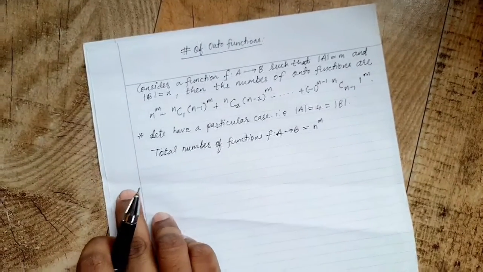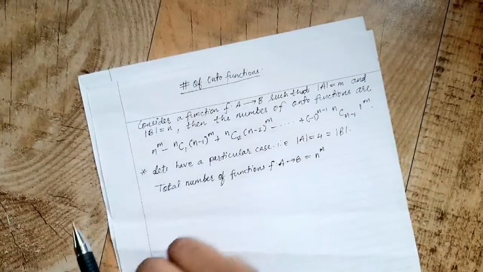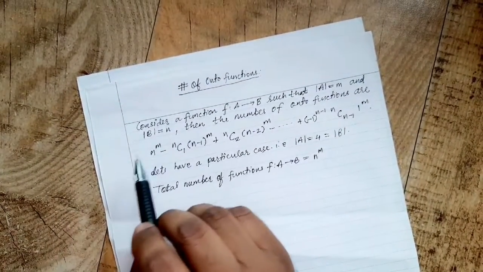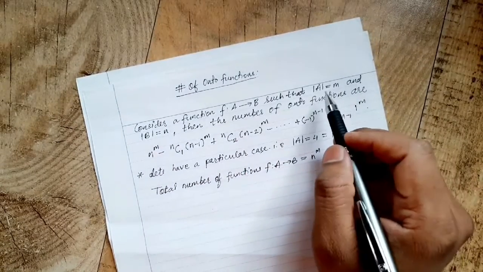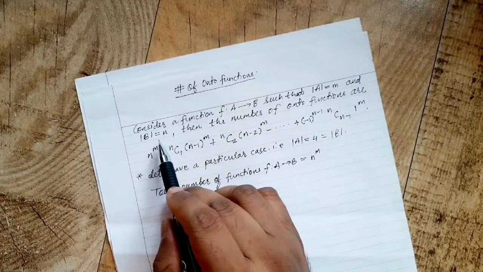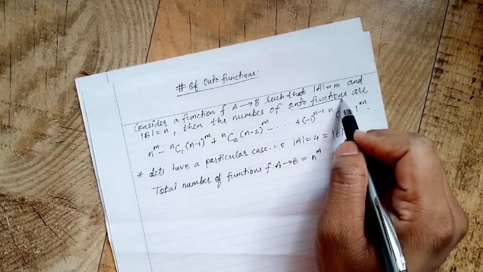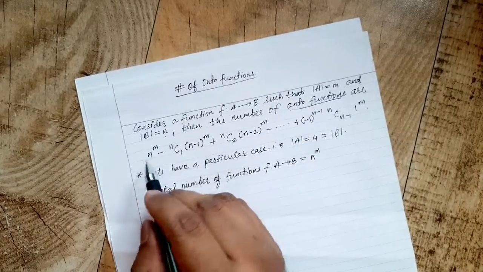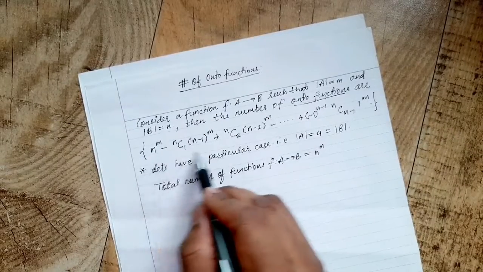In this video we are going to look at this topic, how to find the number of onto functions. So here I have some theory for that. Consider a function f from A to B such that the cardinality of the domain is m and the cardinality of the codomain is n. Then the number of onto functions from A to B is given by this formula. So in this video we are going to see how this formula comes.